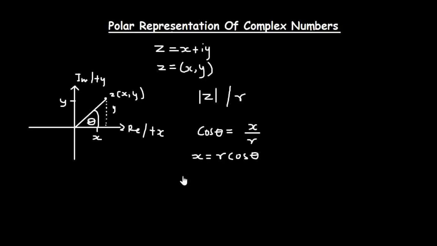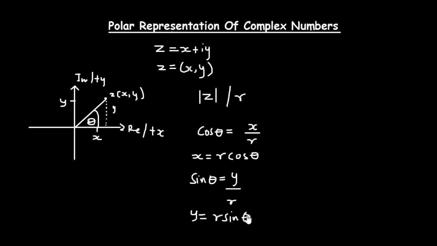From here, I'll take the sine of the angle. So sine theta will be equal to the opposite, and the opposite side is the y value here. So that is y over the hypotenuse, r. Therefore, if you want to make y the subject, you have y equal to r sine theta.